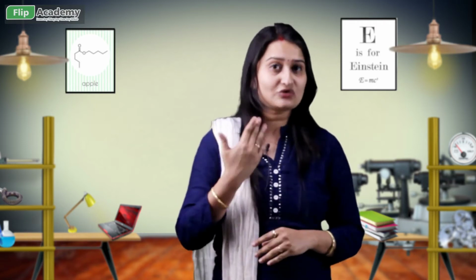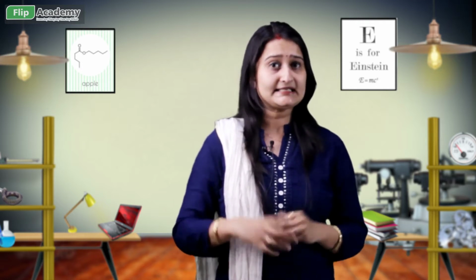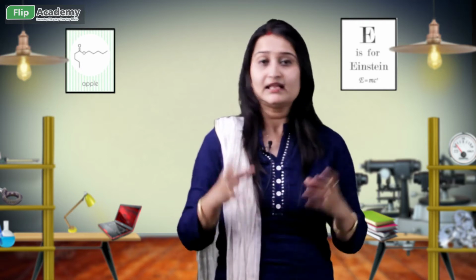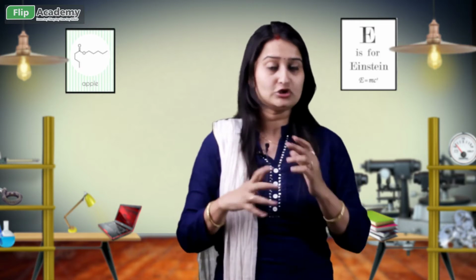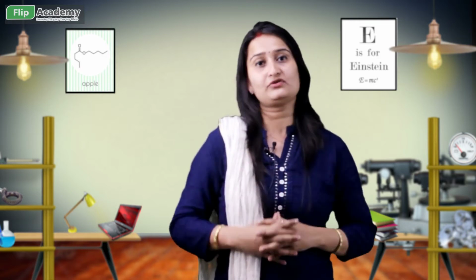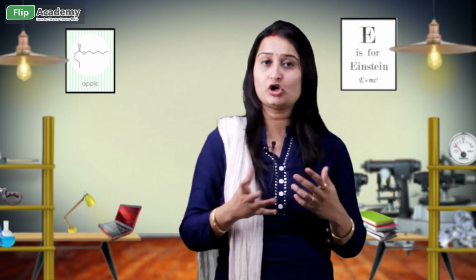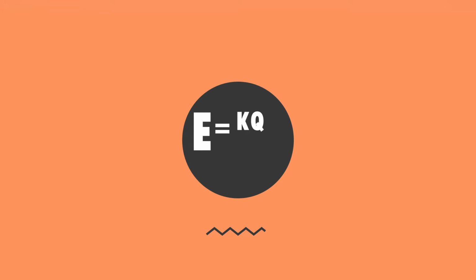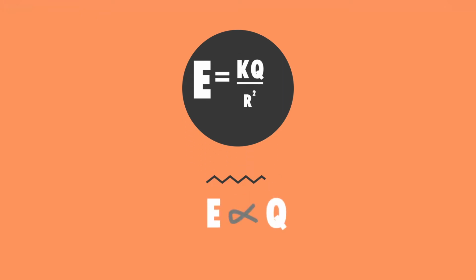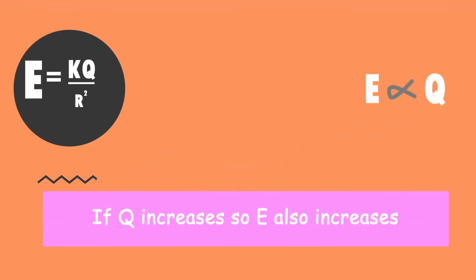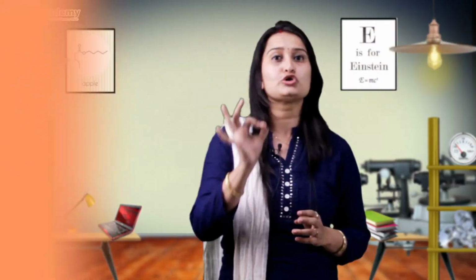But I already told you that electric field intensity is the strength of the electric field. That means if the electric field intensity is high, then the electric field in that particular portion is also very high. How is this electric field high? Electric field is only high when the charge is high, because we have already seen in the formula that E is equal to K times Q upon R square. That is, E is directly proportional to capital Q. If Q increases, that is, the charge increases, the electric field intensity also increases.